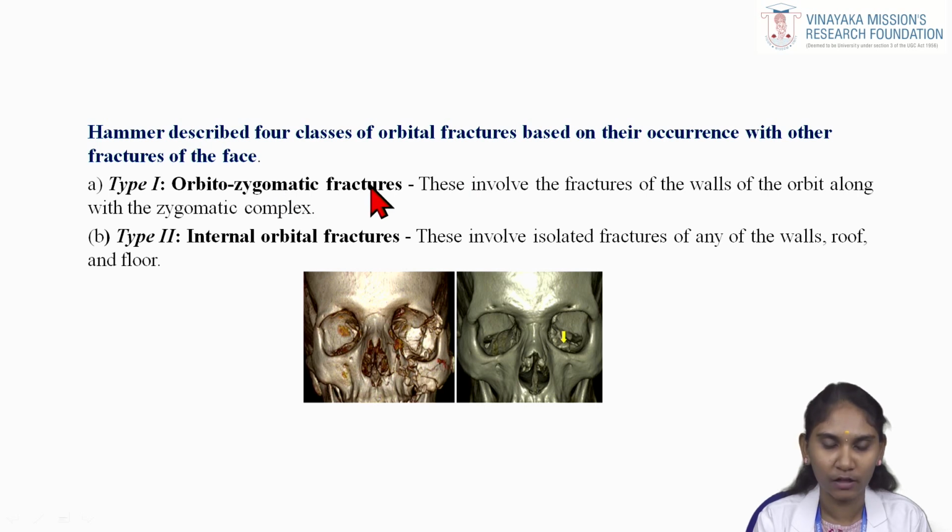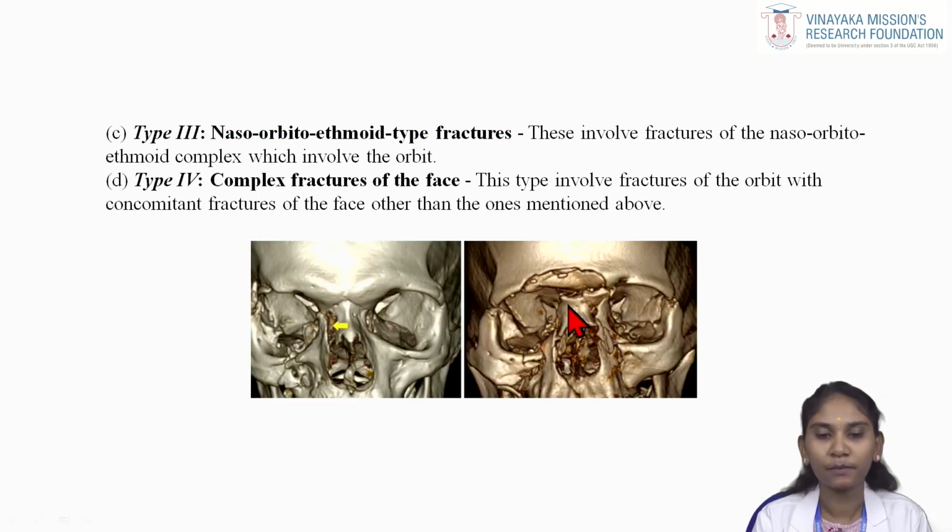Type 1 is orbitozygomatic fractures. The name itself suggests it is the fractures of the orbit and the zygomatic complex, involving the walls of the orbit along with the zygomatic complex. The second is internal orbital fractures: isolated fractures of any of the walls, roof and the floor. Type 3, again the name suggests, is naso-orbito-ethmoid type fractures, involving the naso-orbito-ethmoidal complex and the orbit. Type 4 is complex fracture of the face. This type involves fractures of the orbit with concomitant fractures of the face other than the ones mentioned above.